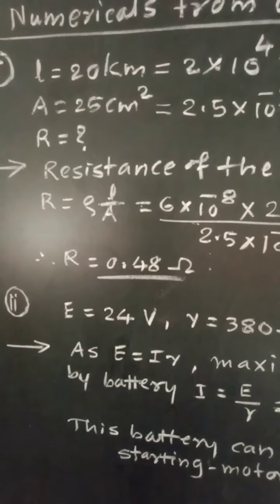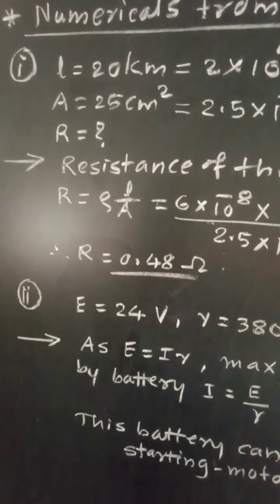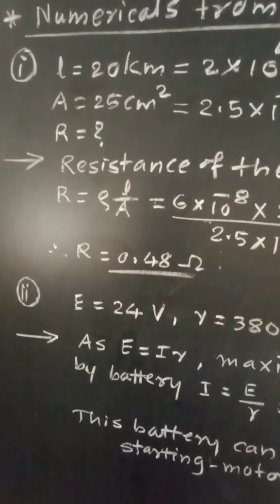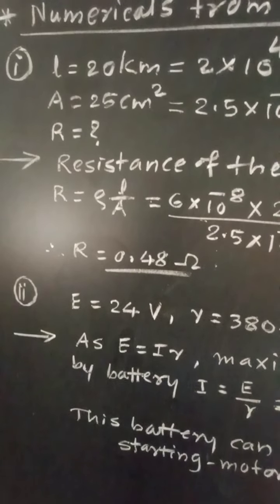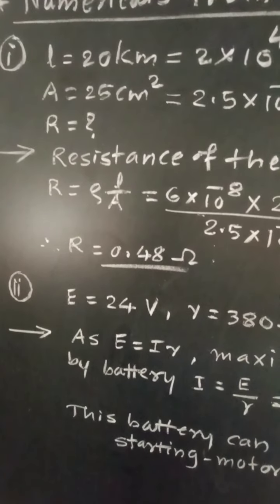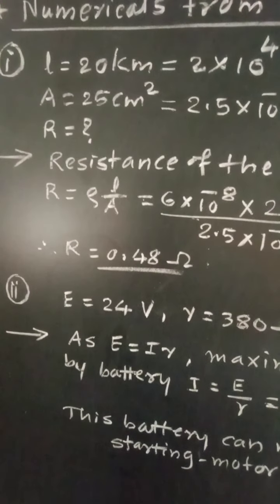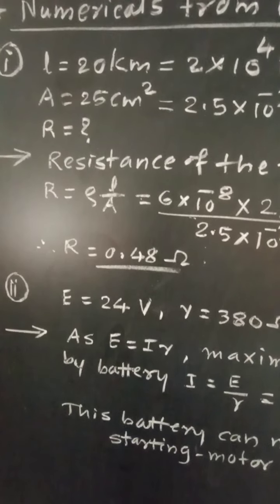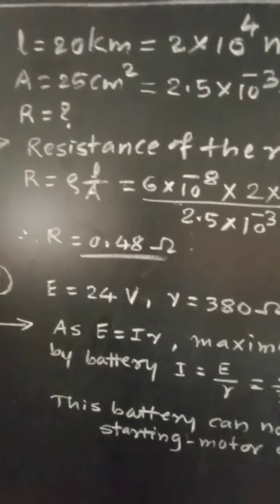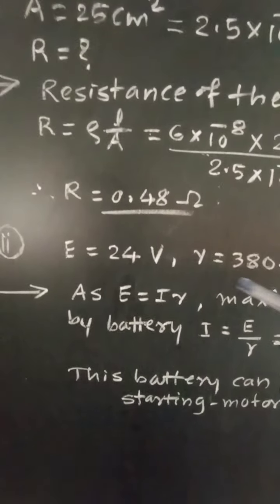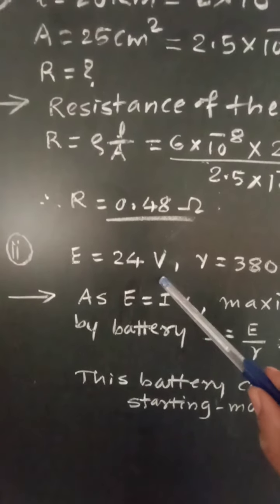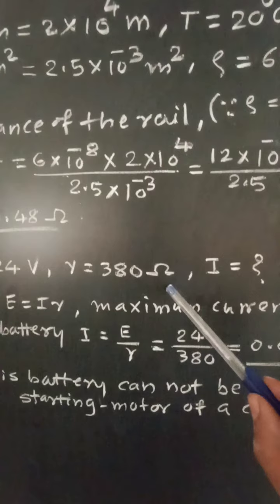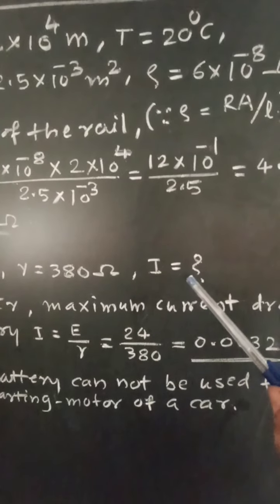Then let us go for numerical number 2, which is stated as a battery after a long use has an EMF 24 volt and an internal resistance 380 ohm. Calculate the maximum current drawn from the battery, and can this battery drive the starting motor of car? And so for this numerical, given data is EMF E is equal to 24 volt, then internal resistance R equal to 380 ohm. Then we have to find out current I.